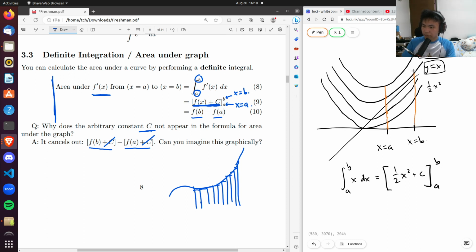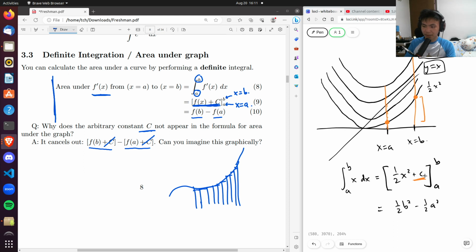So that means that I'm basically drawing a line up from these two points, x equals a and x equals b, and I'm taking the two endpoints, here and here. I'm taking the height difference of these two endpoints. But we saw that this function depends on c, but the final result doesn't depend on c. The final result is just half b squared minus half a squared. It doesn't depend on c because c cancels out.